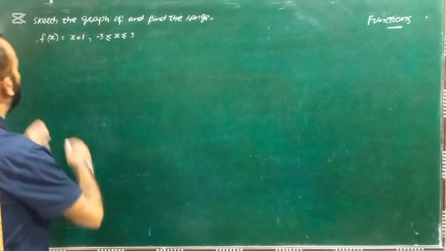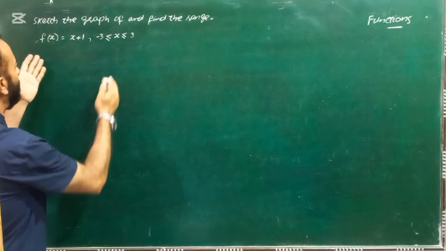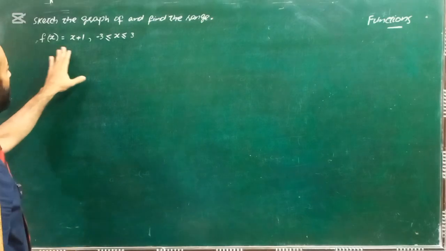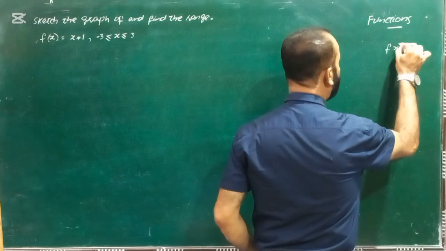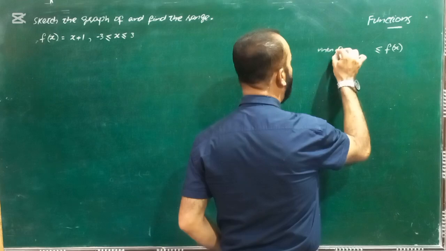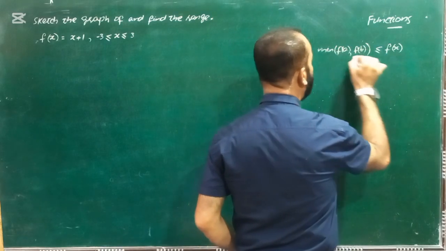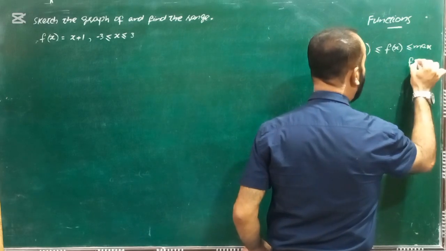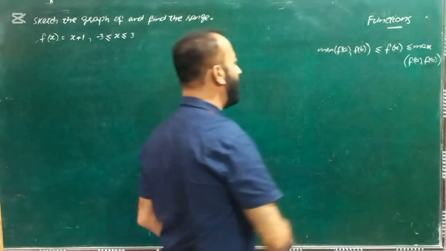Here is a question. The statement is: sketch the graph of and find the range. So we are required to find the range of this function and also sketch. If you look at the function, this is a linear graph. So the range will be f of x is greater than or equal to the minimum of f of a, f of b, and lesser than or equal to the maximum of f of a, f of b. So this concept will be applied on the range.